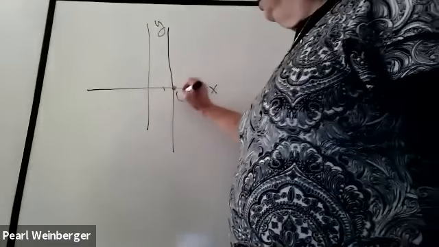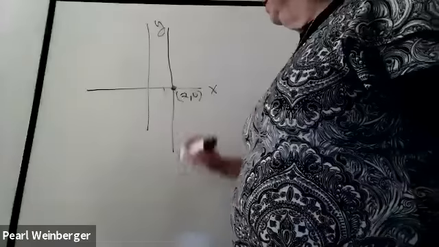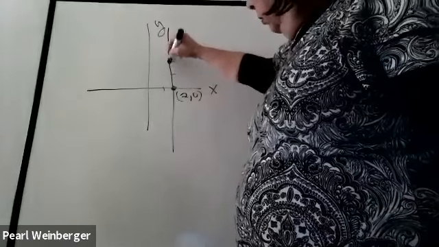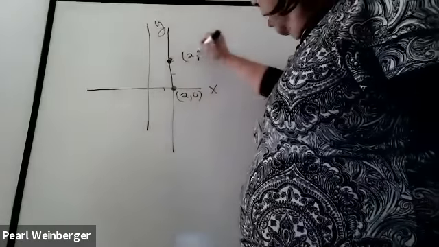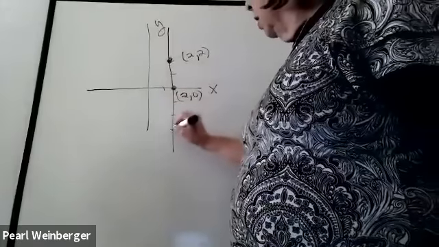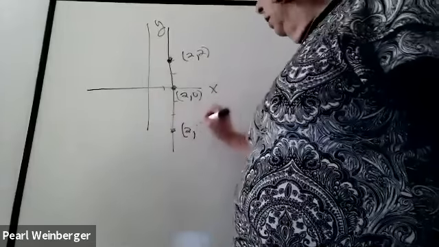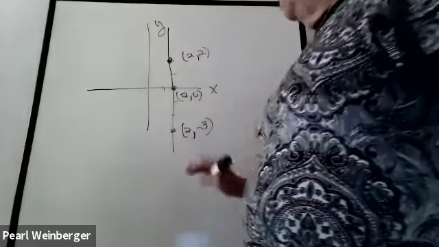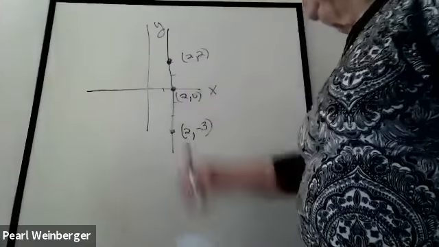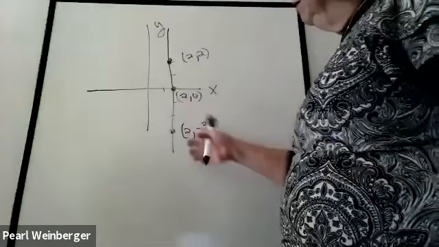Well, this is certainly the point (2, 0), because that's on the x-axis. What about this point? Well, that's the point (2, 2). What about this point? 1, 2, 3. That's 2 to the right, -3. If you notice on your vertical line, all the x values are the same. In this case, all the x values are equal to 2.